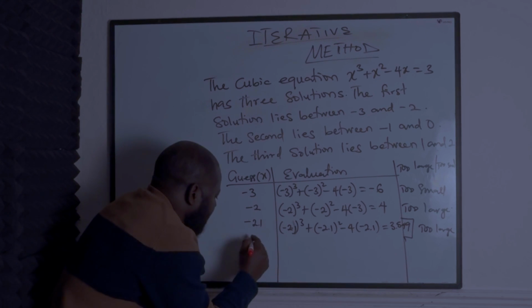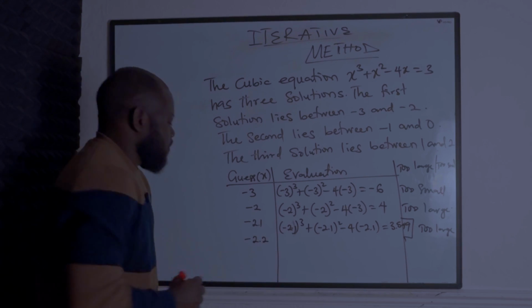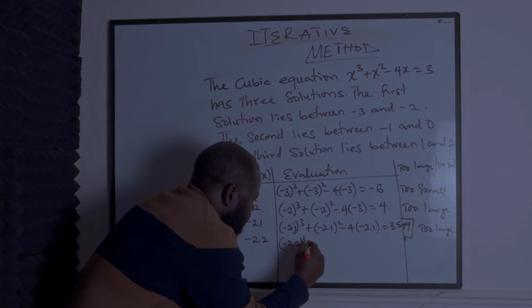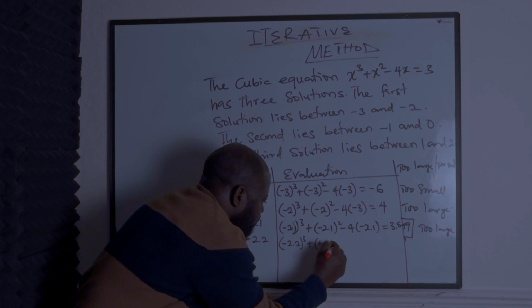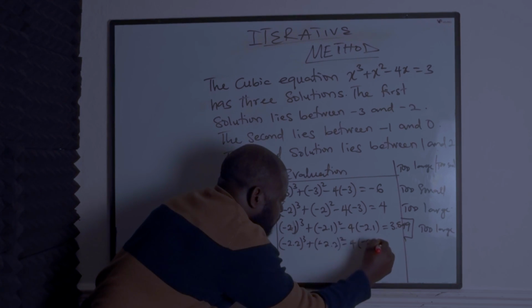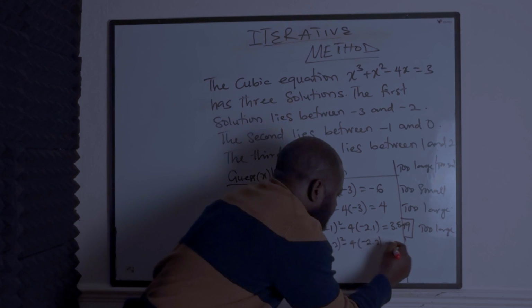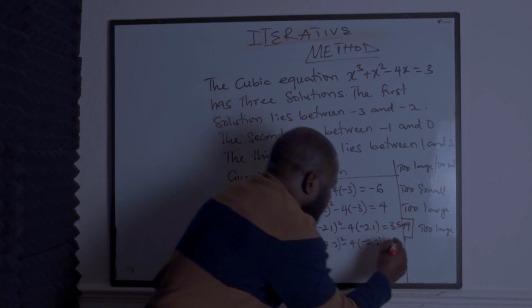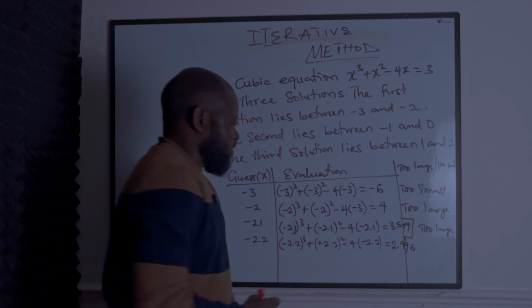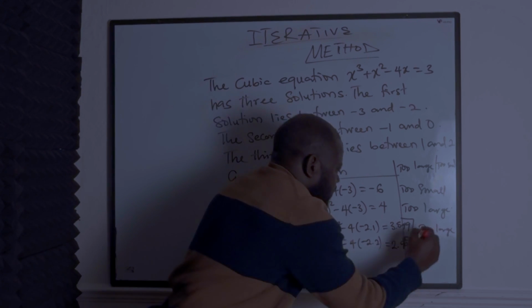Let's guess minus 2.2. This should give us minus 2.2 cubed plus minus 2.2 squared minus 4 times minus 2.2. What would this give us? This should give us 2.99, if I'm not mistaken. You can check your calculator for that.